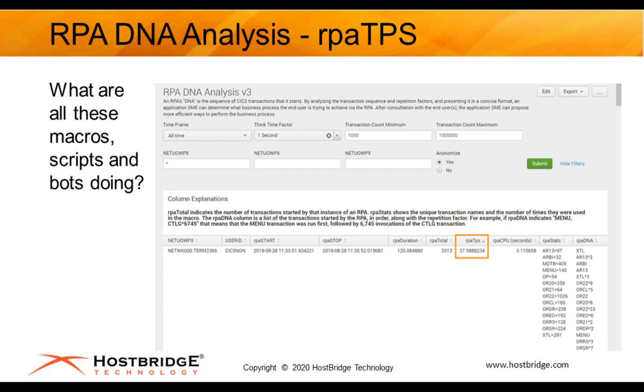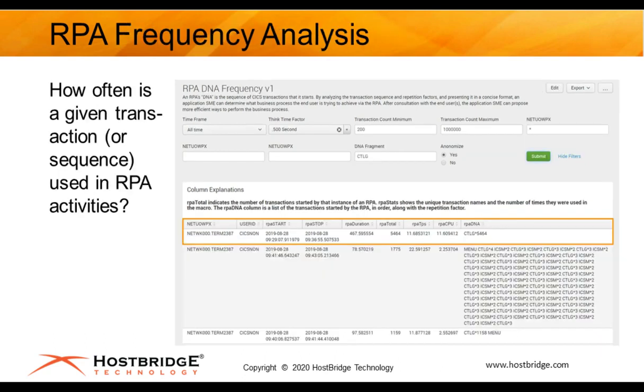We also, by sorting on RPS, wanted to find out from a volume or a speed standpoint what was the big winner. And there were some bots out there that were running at a sustained rate of about 27 transactions per second. And you can see the inventory of everything they were doing on the system.